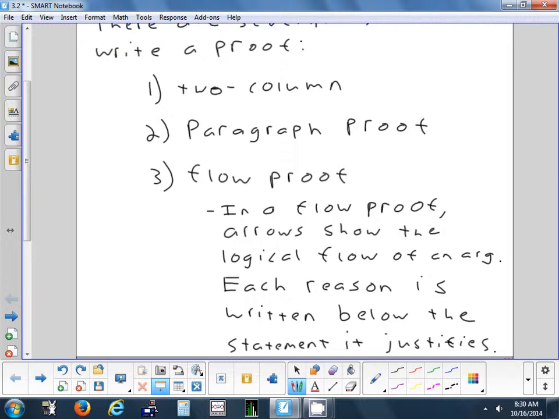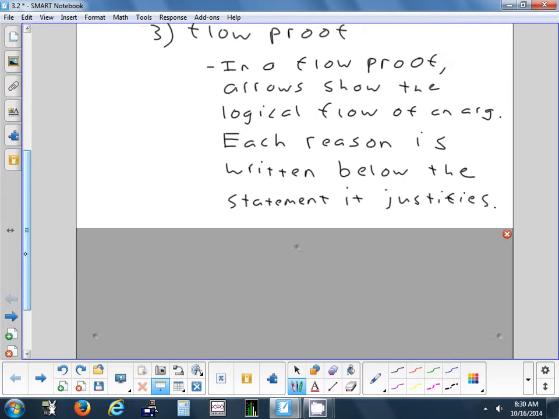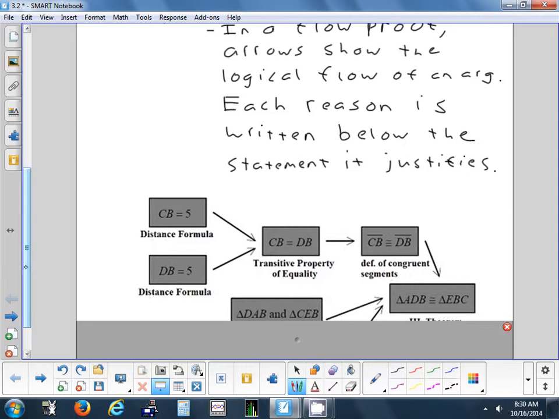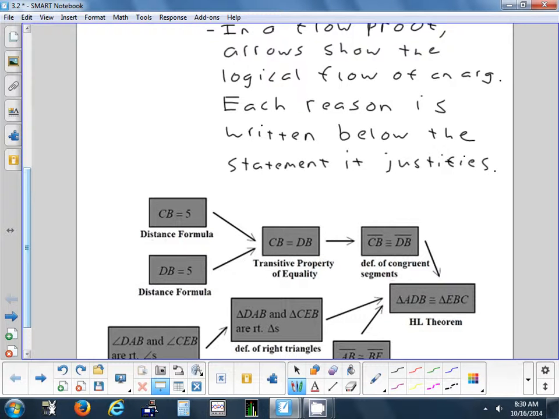A lot of times we'll have a box, and in the box will be a statement. The reason for that statement is written just above or just below the box. Then you have an arrow, and that arrow says this leads to the next statement. So that's an example of a flow proof. Now, some of the properties here you don't know yet. You haven't learned some of these theorems that have to do with triangle congruence. We're going to get to those in later chapters, but not even chapter 3. We're not going to get to it yet.